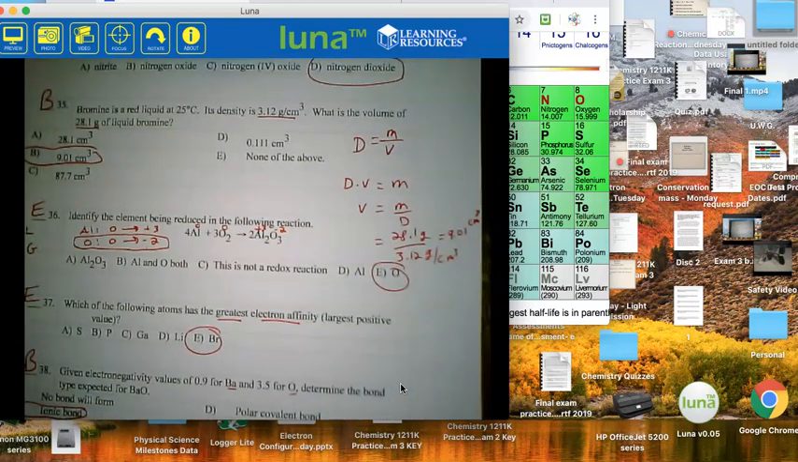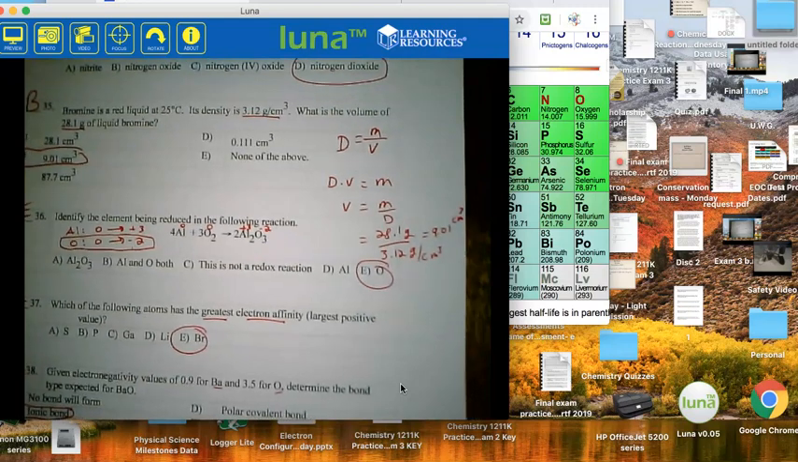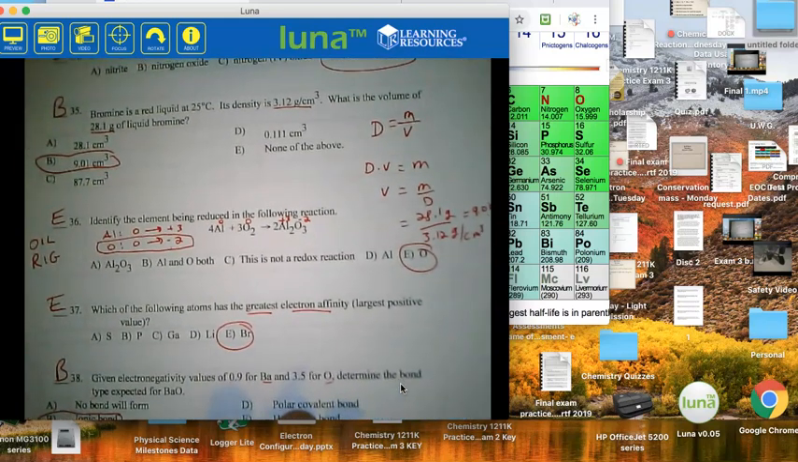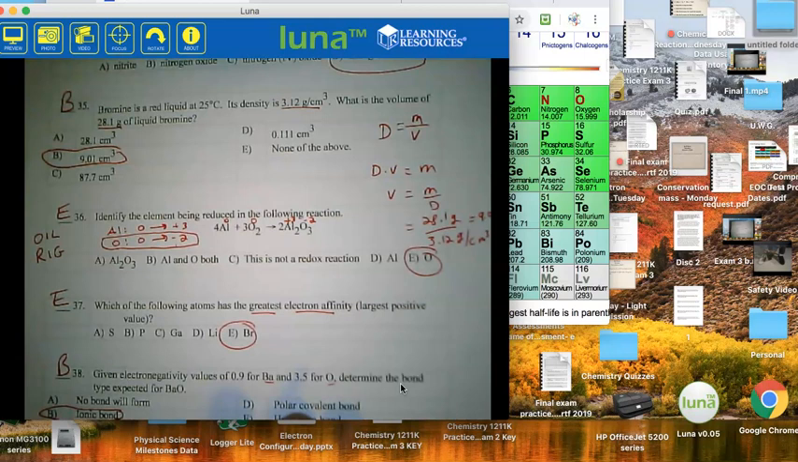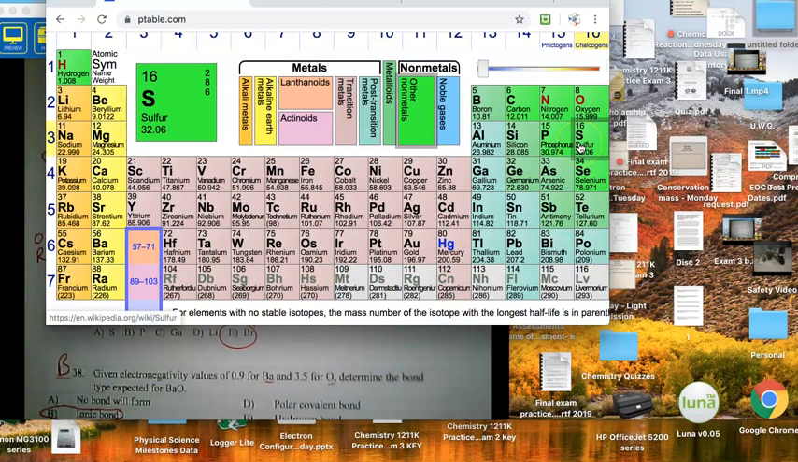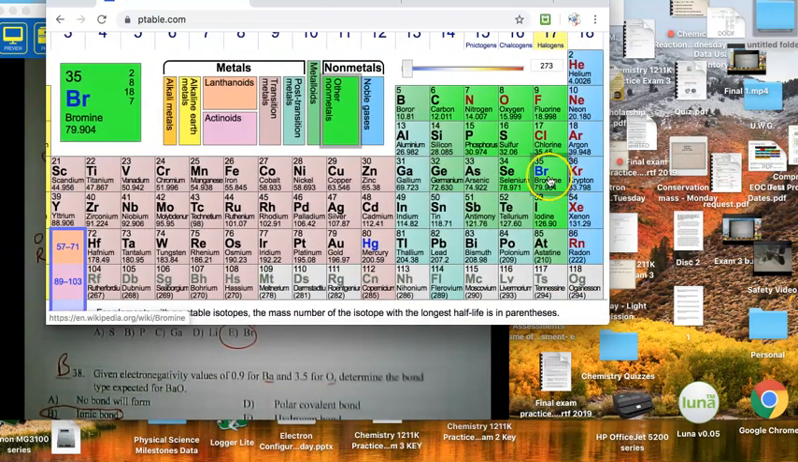Number 34, which of the following atoms has the greatest electron affinity? Electron affinity means it has a large positive value. It's the tendency of an atom to attract electrons. So if you look at your answer choices here, we have sulfur, we have phosphorus, we have gallium, we have lithium, and we have bromine.